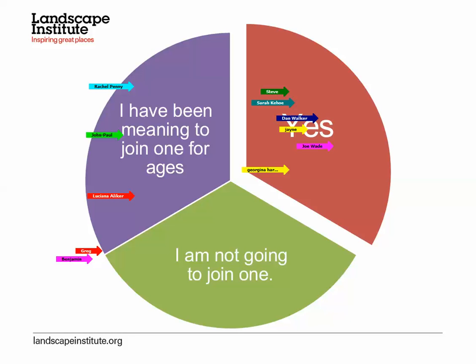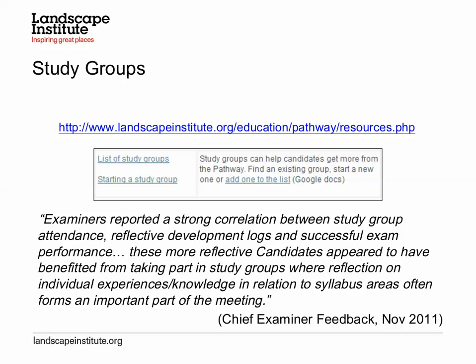So all of you who have been meaning to join one for ages, let's go back to the previous slide. So there is this page, rather, the resources page. And here we've got a Google list of study groups. We've also got a document which is a guide to starting a study group. And equally, if you're a member of a study group that isn't on this list, you can add it using the Google form that's on there. So this list of study groups is added to fairly regularly by people.